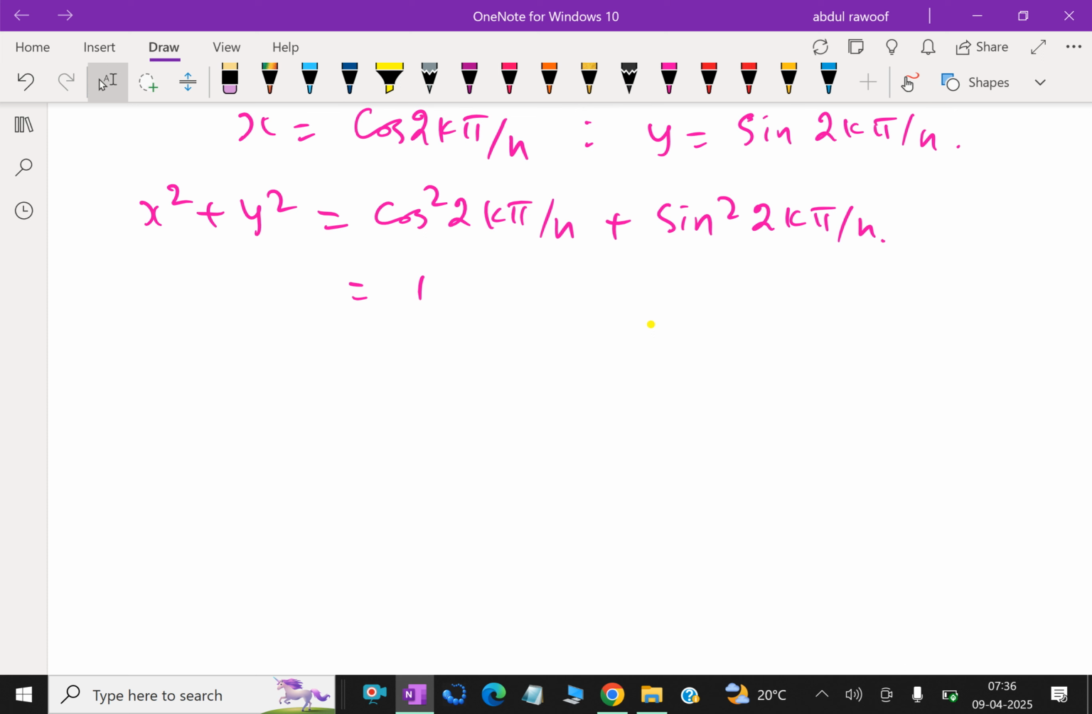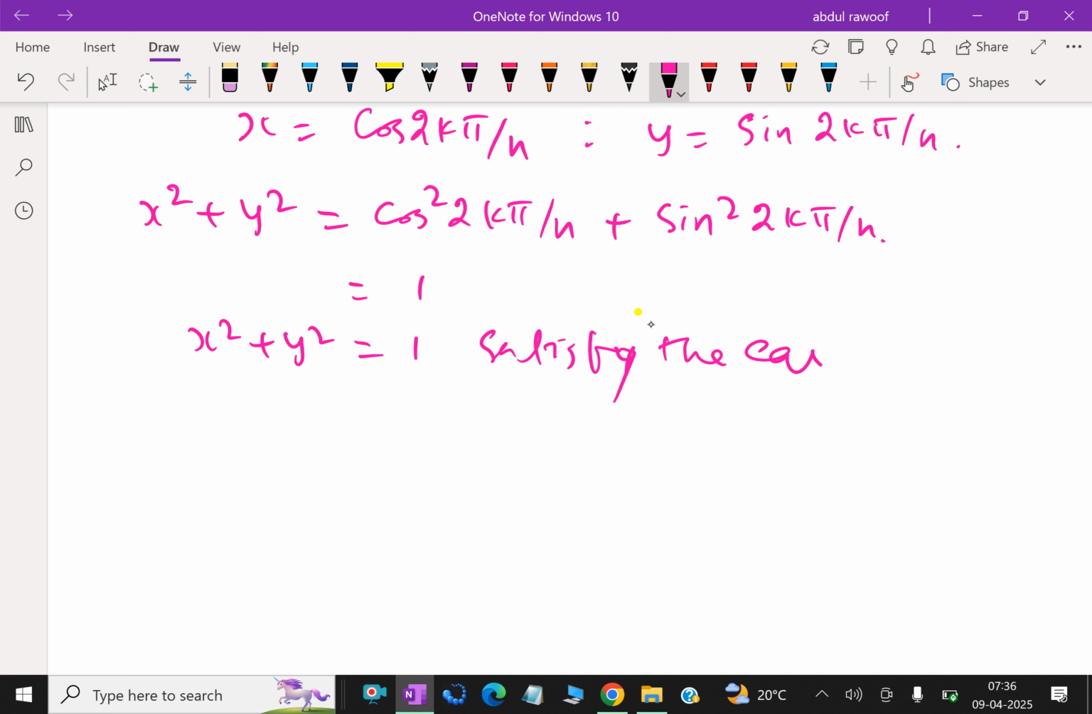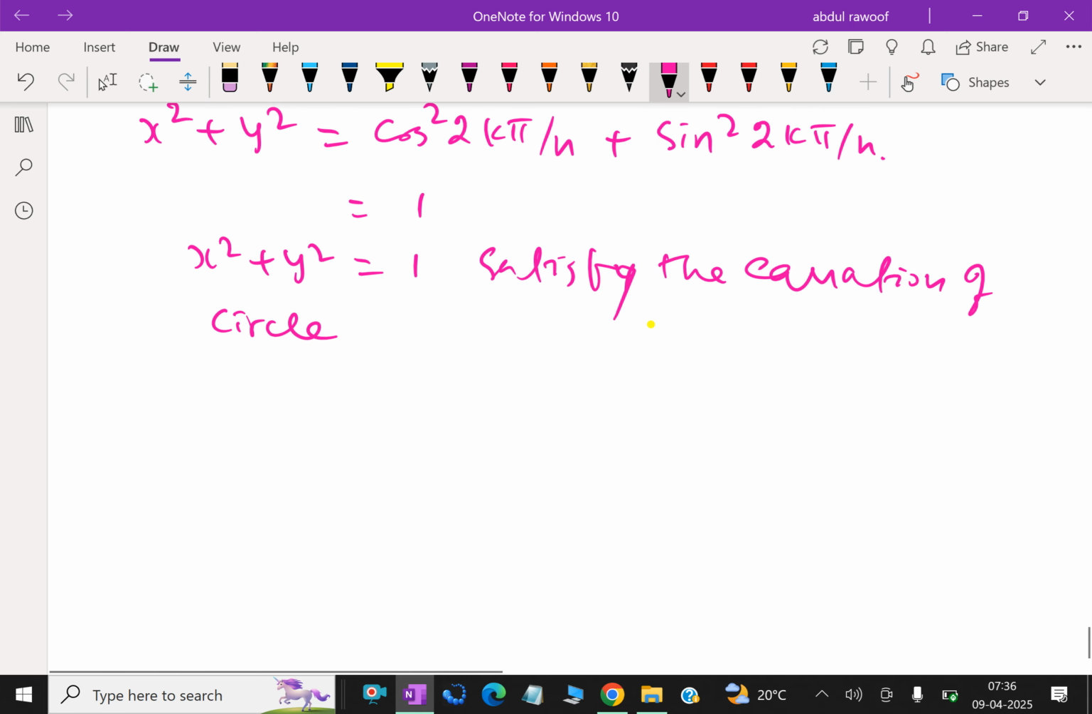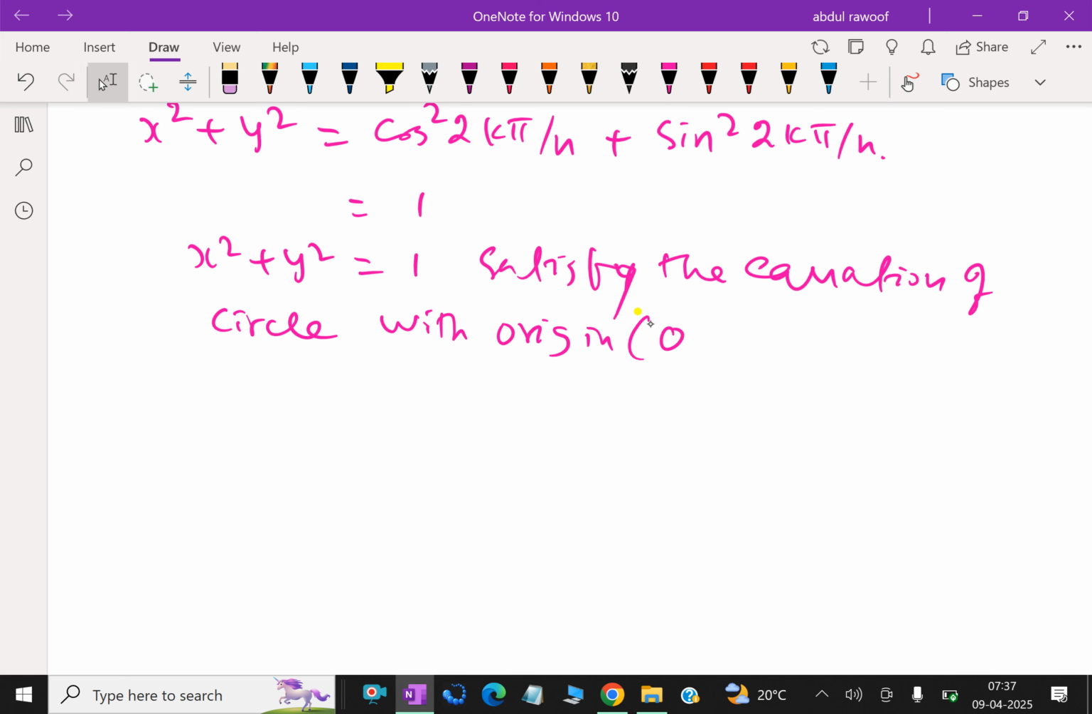Hence it satisfies the equation of the circle. Therefore x² + y² = 1 is the equation of a circle with origin (0, 0) and radius 1 unit.